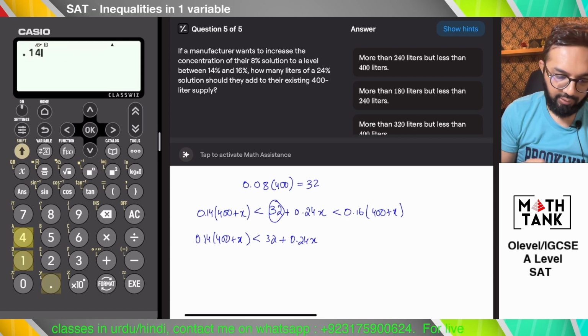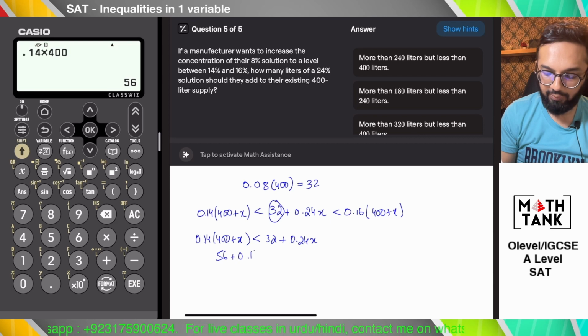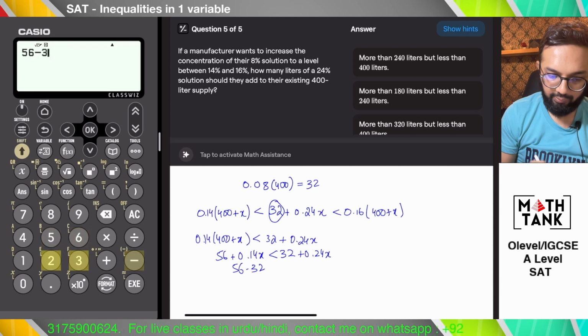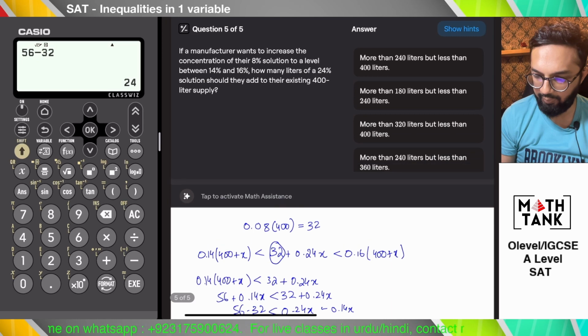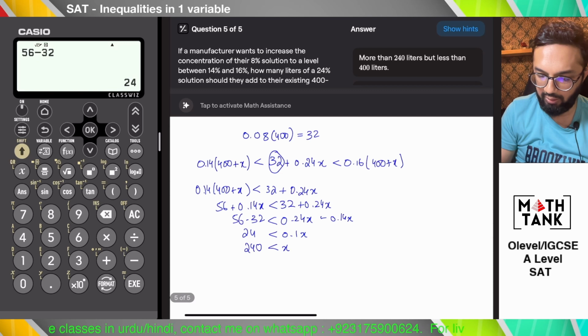So what's 0.14 times 400? It's 56 plus 0.14x. 56 minus 32. So x is greater than 240. So I know that I want something greater than 240. So either A or D should be the correct answer.